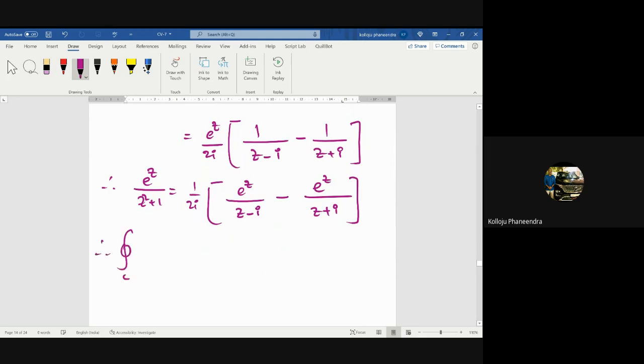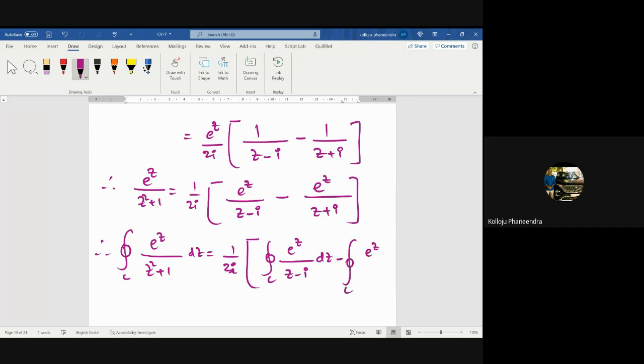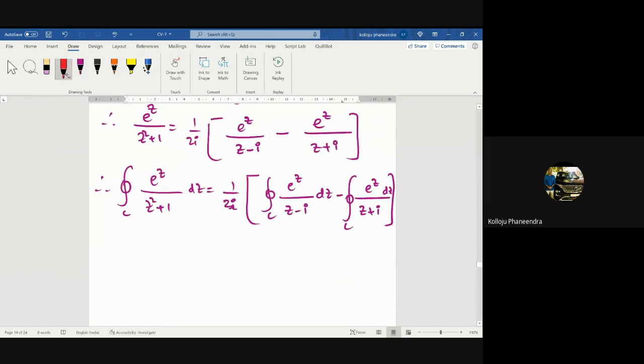Therefore, the integral over c of e power z by z square plus 1 dz is equal to 1 by 2i times the integral over c of e power z by z minus a, with a equal to i in the first term, minus the integral with a equal to minus i in the second term.